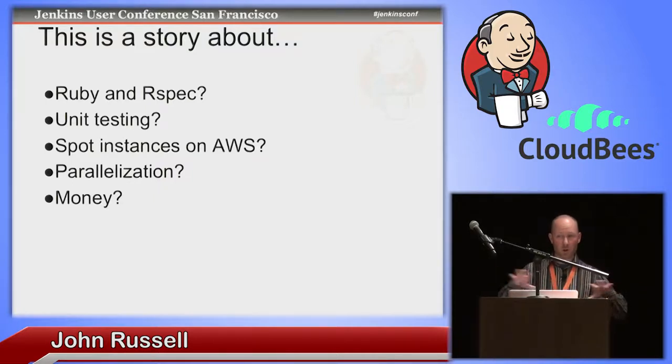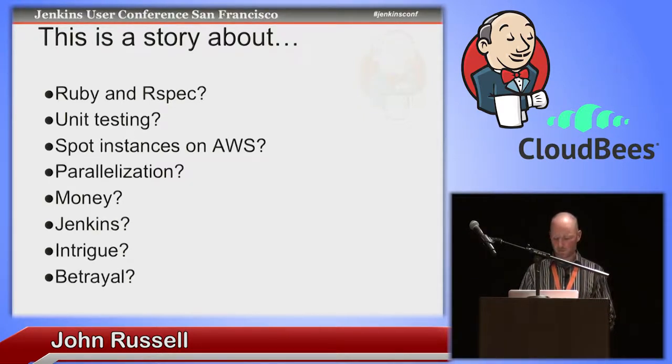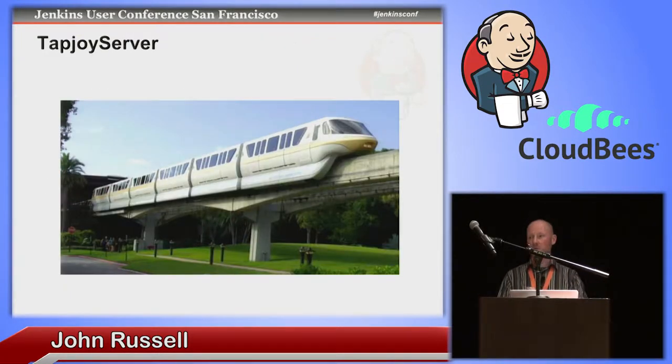Money was, along with all this parallelization, especially in AWS, gets really expensive to run this stuff. That goes back to the spot instances and how we're using them and why. Of course, we're using Jenkins to actually do all this stuff, and the story just goes on and gets pretty awesome from there. So this story really is about Tapjoy server.